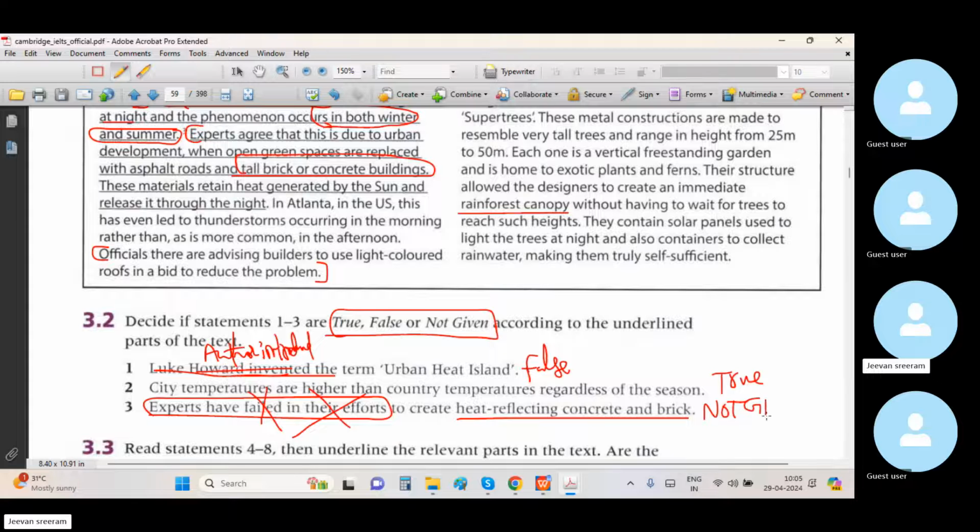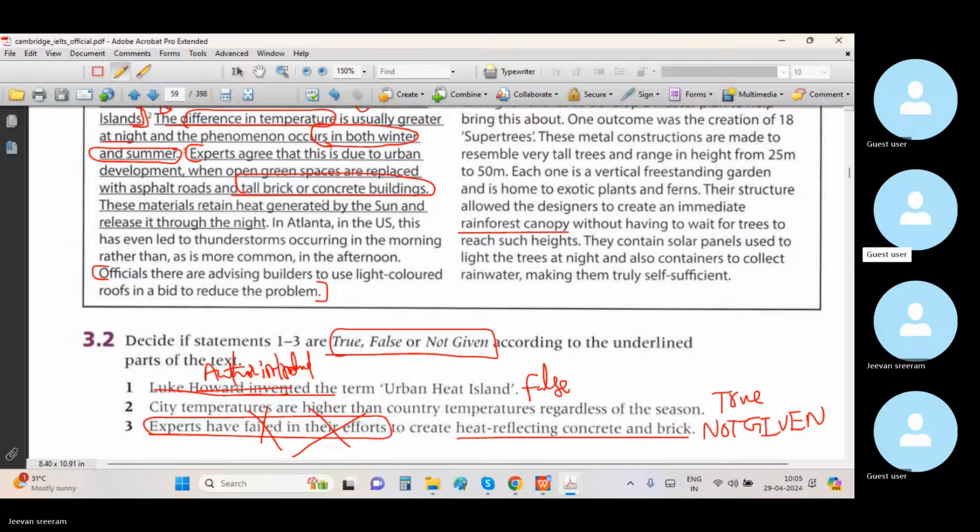For everything you say false, for everything you tag false. Actually, I'm confused, sir, because experts are mentioned first, that experts agree it is due to urban development, sir. But on the other side, in the last second line, officials are advising builders. I thought these are also experts.